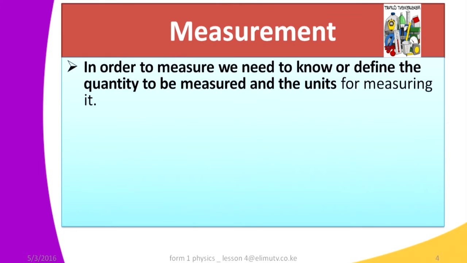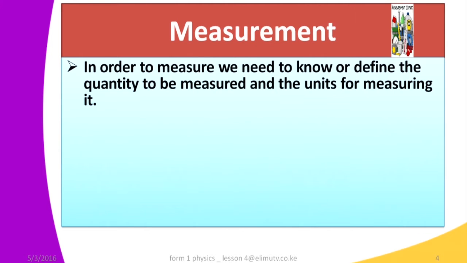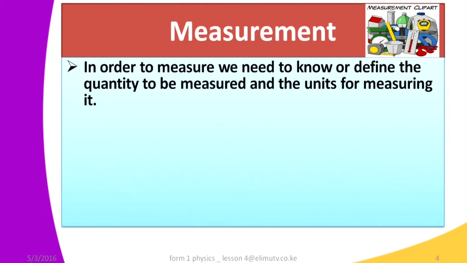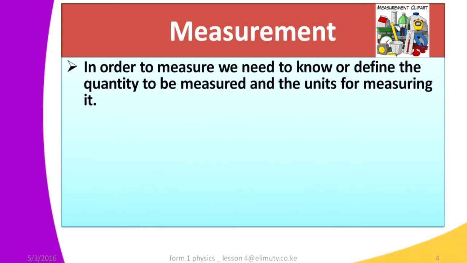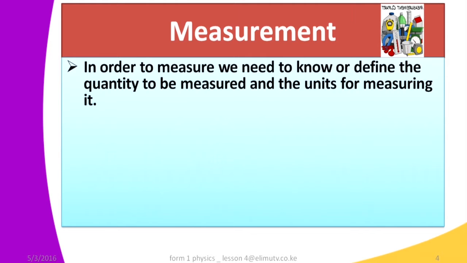In order to measure, we need to know or define the quantity to be measured and the units for measuring it. So before you measure, you have to define what measurement is and decide which units you are going to use in order to measure any given item or physical quantity. For example, if you go to a shop and you want to buy sugar, you say, I want 1 kilogram of sugar. So the units of that measure has already been given. Now, how do you measure that? That's what we have to put into consideration.